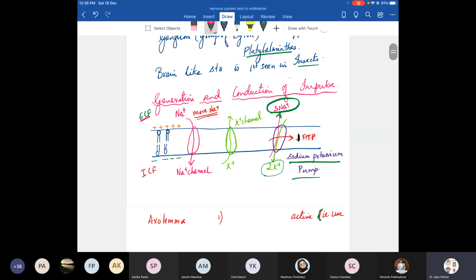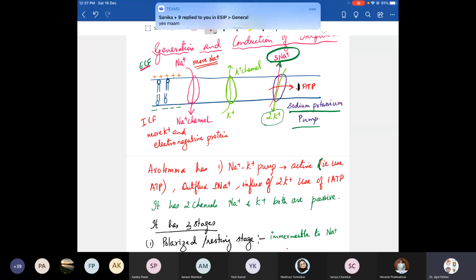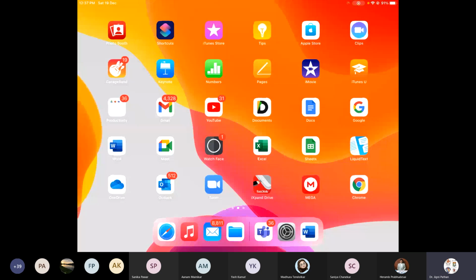Yash, is it clear? Sanika, is it clear? Padma, is it clear? Please read, it's easy. Read, and if you still have doubts, I can explain. You have written these notes, please read.